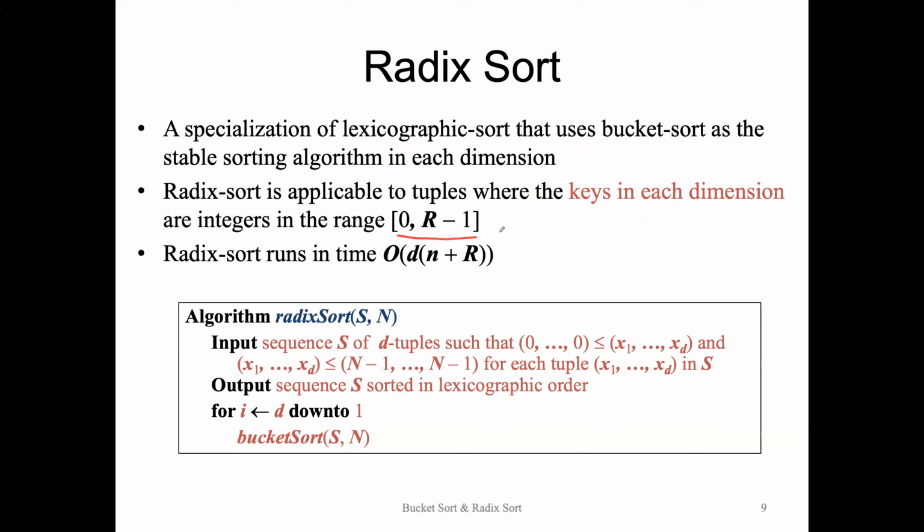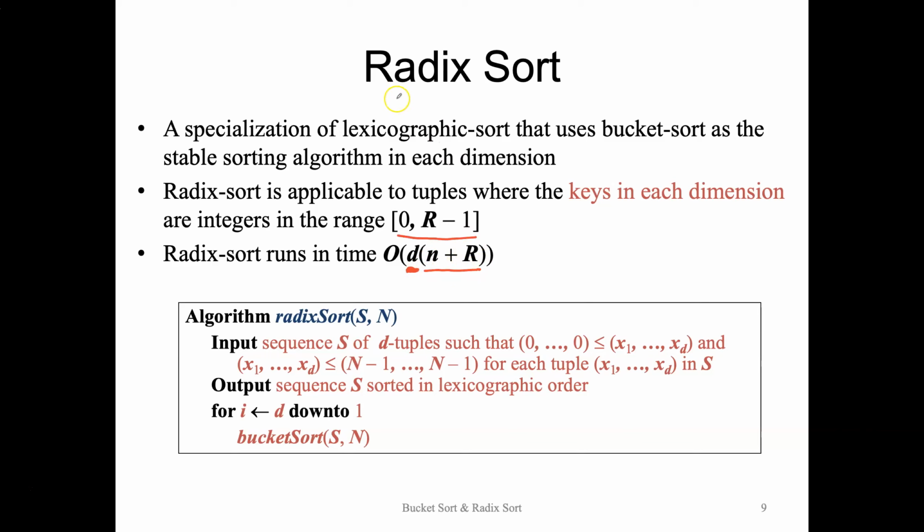Radix sort works by calling bucket sort d times, once for each dimension, first on the least significant dimension and then lastly on the most significant dimension, which means that our running time is big O of however many dimensions we have, times the cost of bucket sort, which is n plus r.